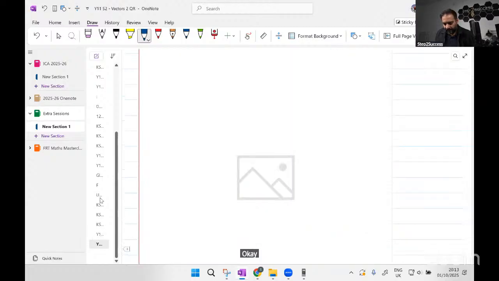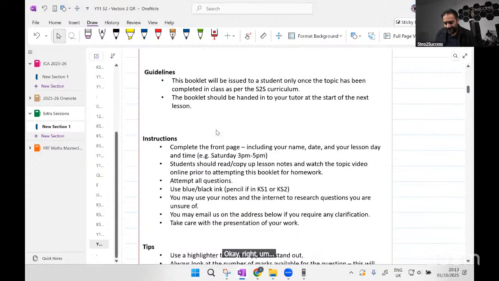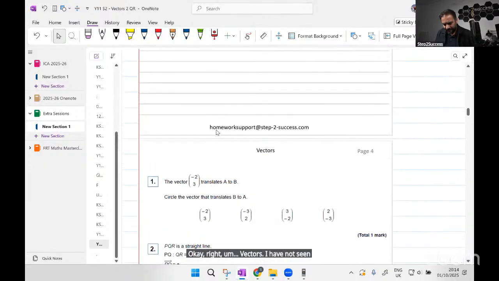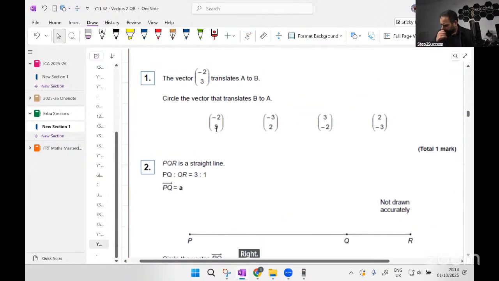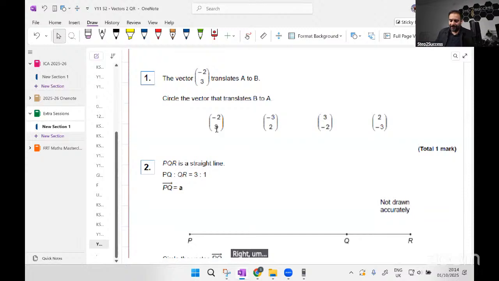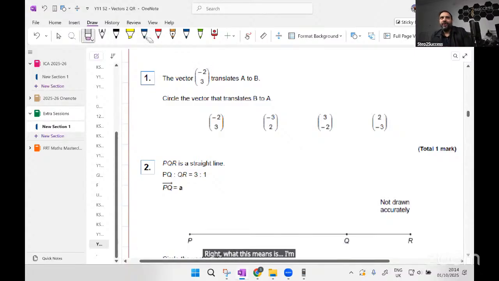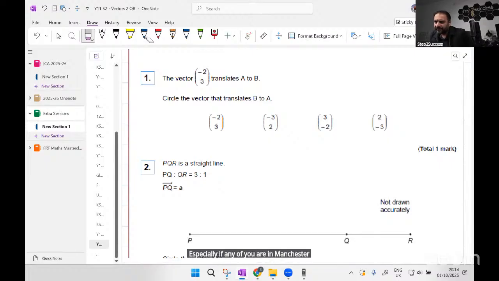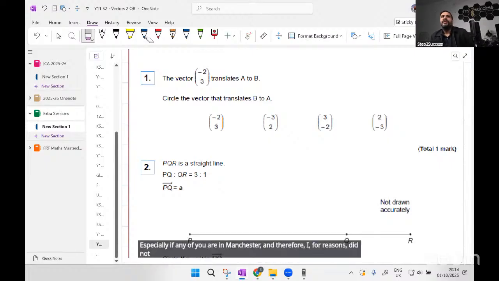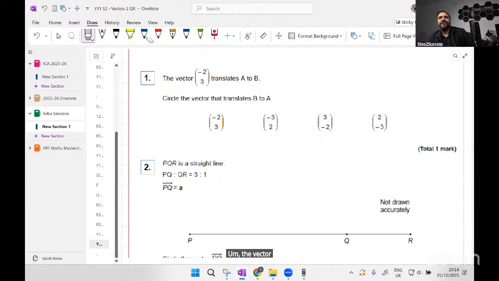Okay. Right. Vectors. I have not seen this booklet, so I'm not entirely sure what's to happen here. The vector minus 2, 3 translates A to B, circle the vector that translates B to A. Right, what this means is, I'm going to try and thoroughly explain this, especially if any of you were in Manchester, and therefore I, for reasons, did not actually do the lesson. The vector minus 2, 3 translates A to B. Circle the vector that translates B to A.